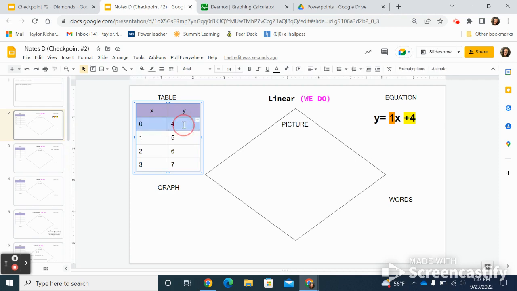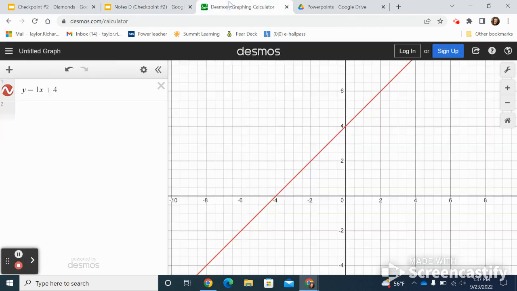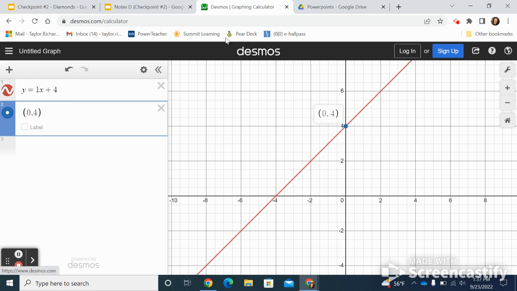So the first point is going to be 0, 4. Just remember how we put in points. It's got to be on its own line. It's parentheses 0 comma 4. That's how a point looks. And right now, this is a really good sign because that point is on my line, which means it's right. If it's on your line, it's right.